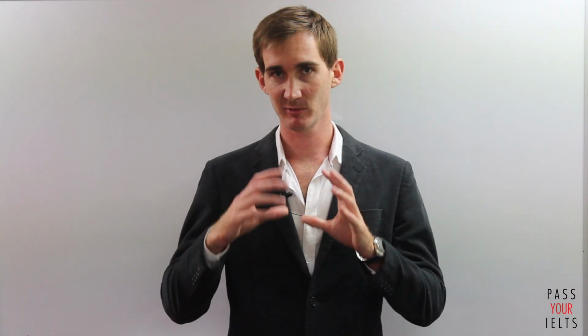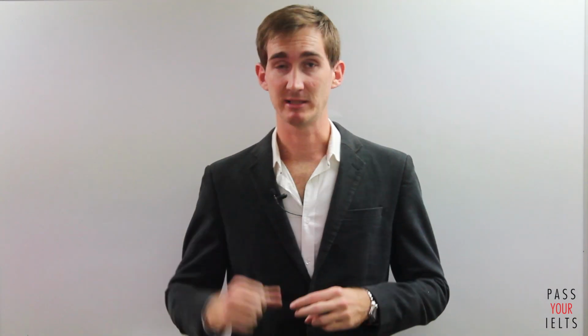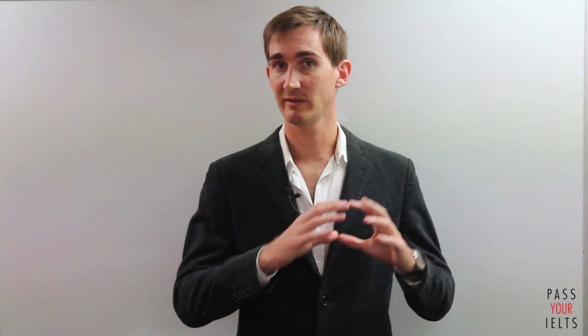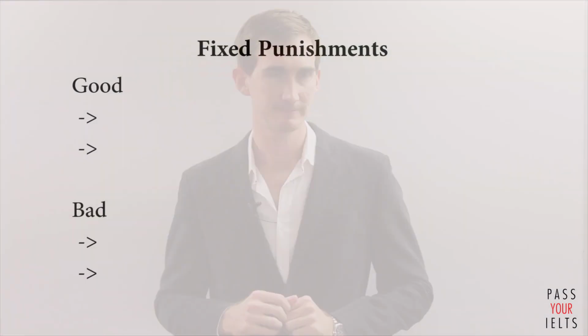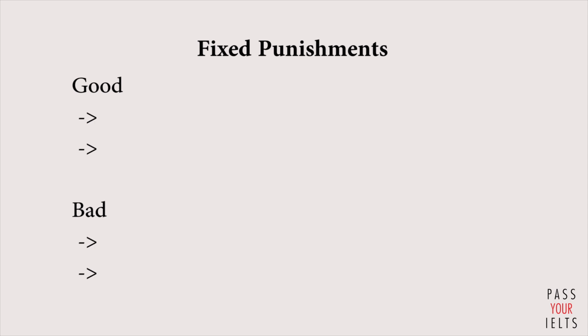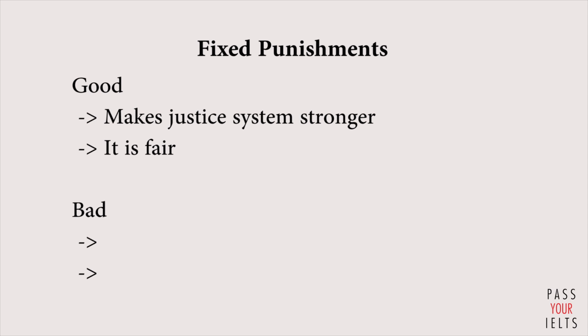Of course, the first step before writing anything is to come up with a plan. We need 4 ideas, 2 for each body paragraph. I need to now think of 2 points favouring the first argument and 2 points favouring the second argument. Here's what I thought for my first argument. I've decided that mandatory sentencing, or fixed punishments, can make the justice system stronger. My second point is that it makes the justice system fair. I'll show you what I mean by that soon when we look at my paragraph.